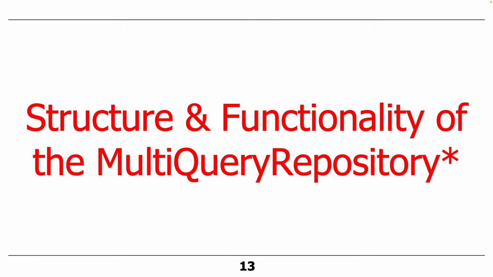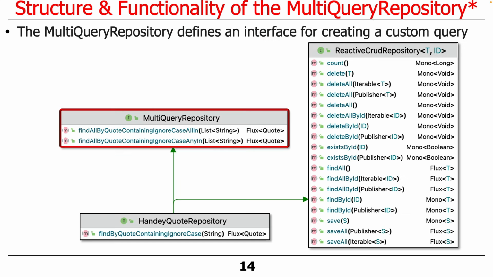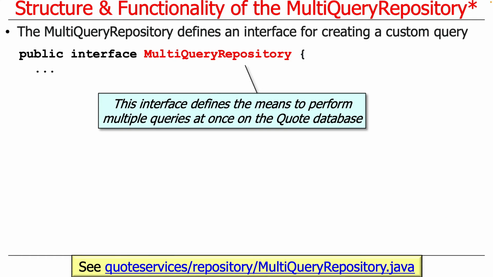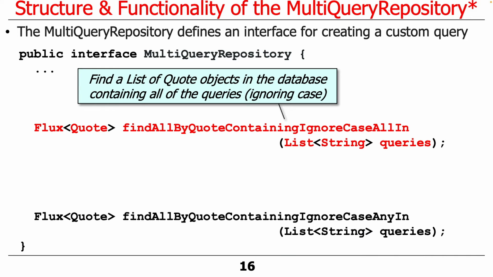Much more interesting, however, is the multi-query repository, and there are two different variants of that. We have the multi-query repository, which is an interface, and then we also have the implementation of multi-query repository, which is, as we'll see, where the code actually resides. So let's talk about this. First, we'll talk about the interface. This is a way to perform multiple queries at once on the quote database. We don't get that out of the box. And there are two methods that matter, neither of which we can get out of the box.